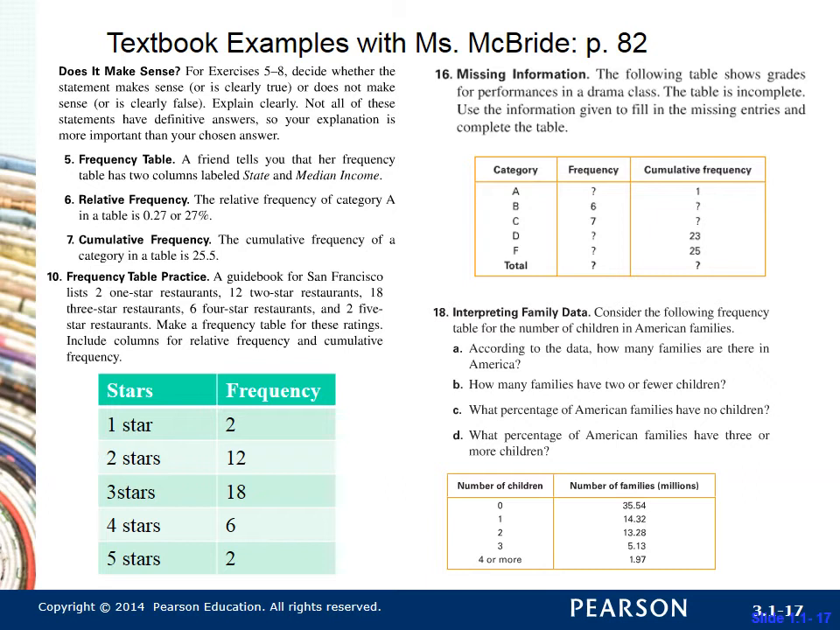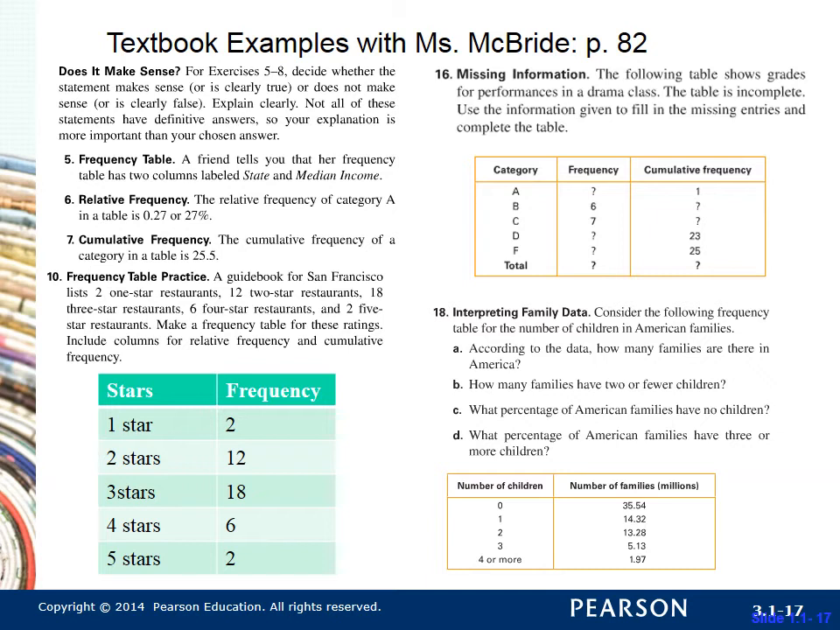So the following table shows grades for performances in a drama class, with the categories being A, B, C, D, and F for grades. And then the table's incomplete, so I have to use a little bit of arithmetic in order to figure it out. All right, let's see. So if my cumulative frequency in the first row has to be the same for both, so I would have to replace that first question mark with a 1 for my frequency.